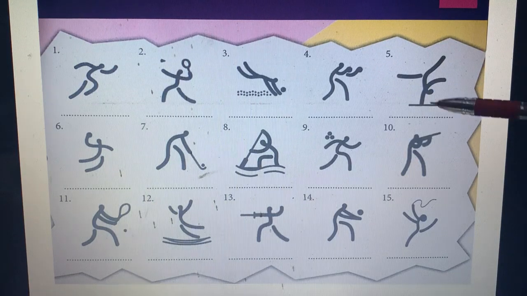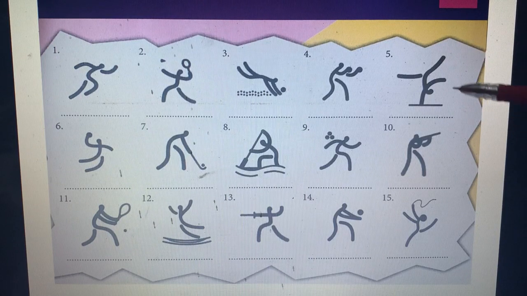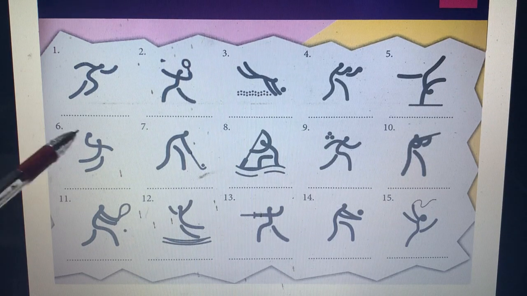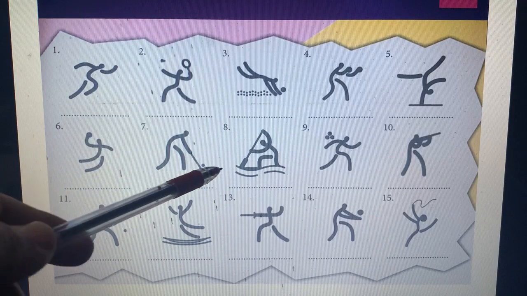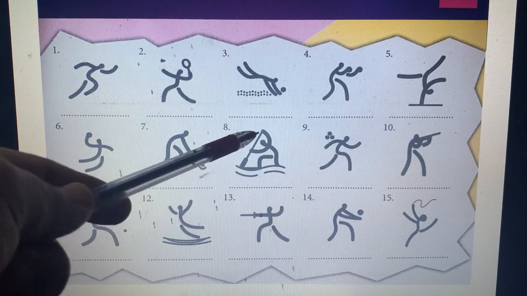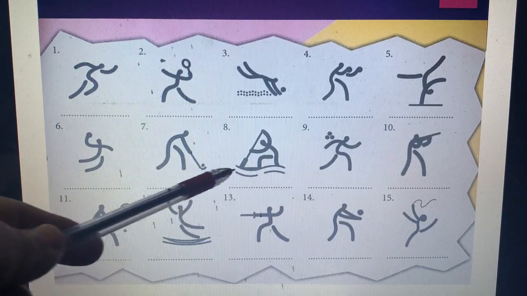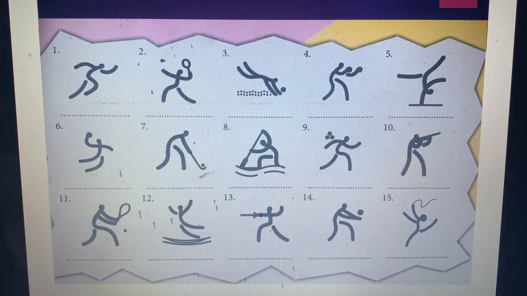Then again, it's gymnastics. You can see the position of this person. Then the next is again volleyball. You can see the ball in the person's hand. Then it is hockey. You can see the hockey stick over here. Then it is kayak flat water. You can see this is known as chappu in Hindi, and the person is on the water.